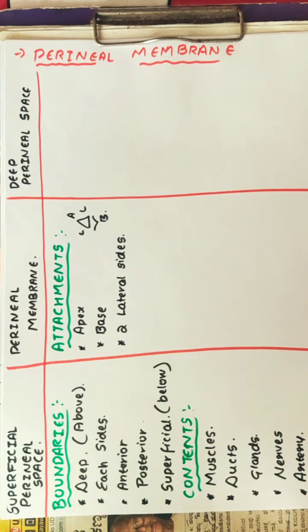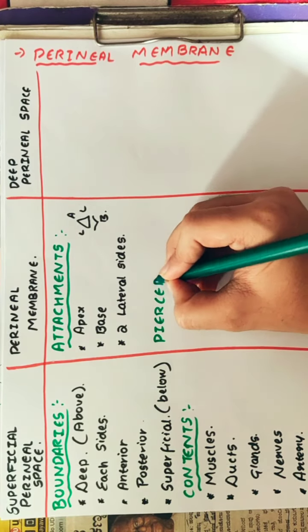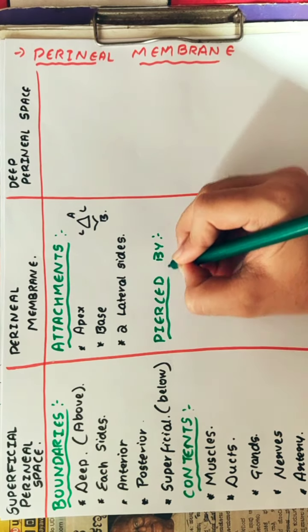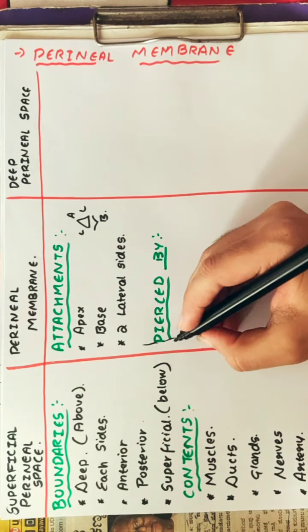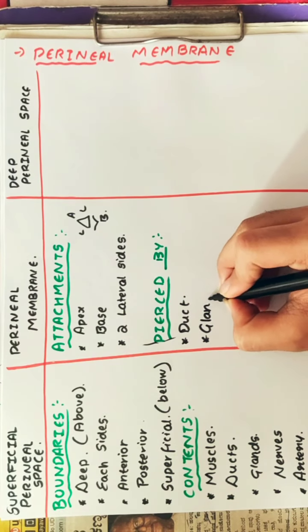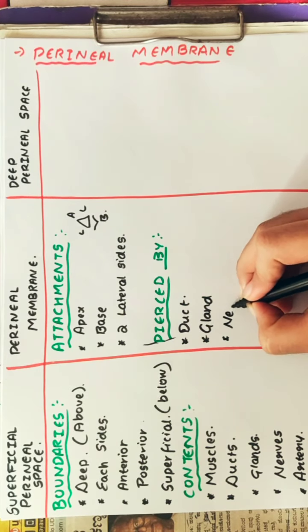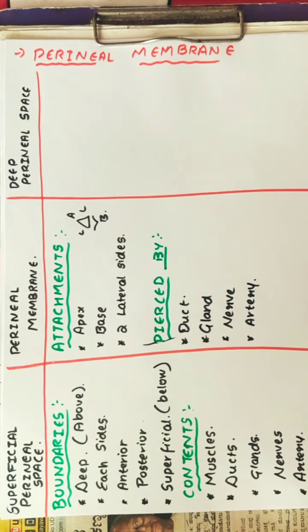And what is this membrane pierced by? It is pierced by all these things except muscles. It is pierced by a duct, a gland, a nerve, and an artery. Okay, so this is done about the perineal membrane.